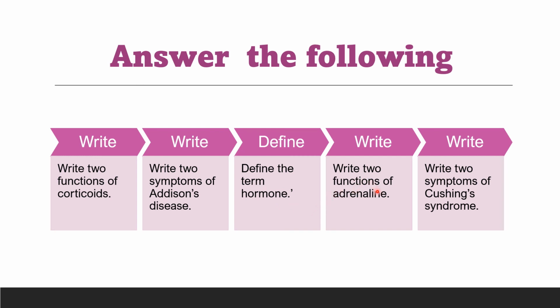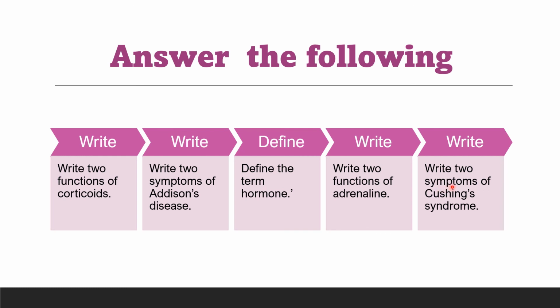The next one, write two functions of adrenaline. What are the two functions of adrenaline? It increases heartbeat accompanied by an increase in blood pressure. Then more glucose is released into the blood by the liver. These are the two functions. Any two you can write. Or you can write, it increases blood supply to the muscles.